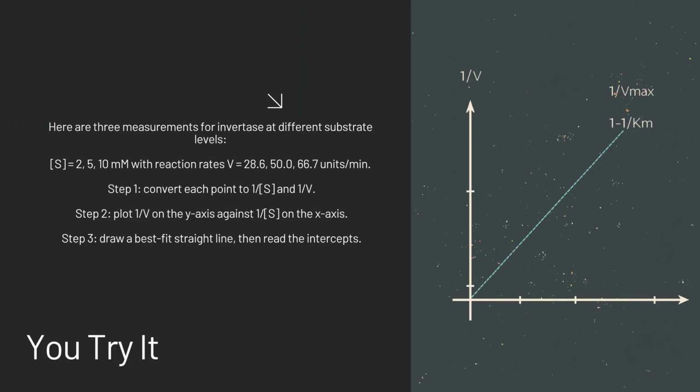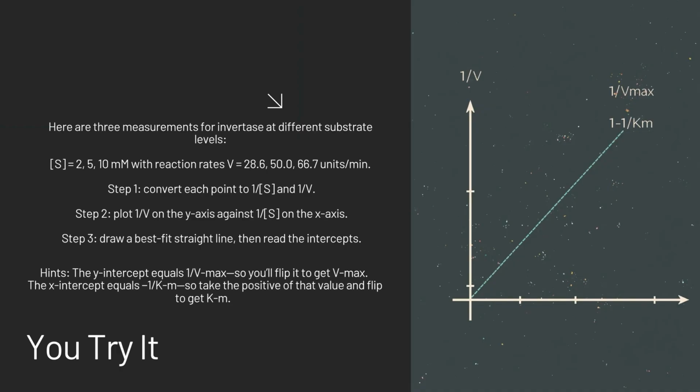Step 1, convert each point to 1/S and 1/V. Step 2, plot 1/V on the y-axis against 1/S on the x-axis. Step 3, draw a best fit straight line, then read the intercepts. Hints, the y-intercept equals 1/Vmax, so you'll flip it to get Vmax. The x-intercept equals -1/Km, so take the positive of that value and flip to get Km.